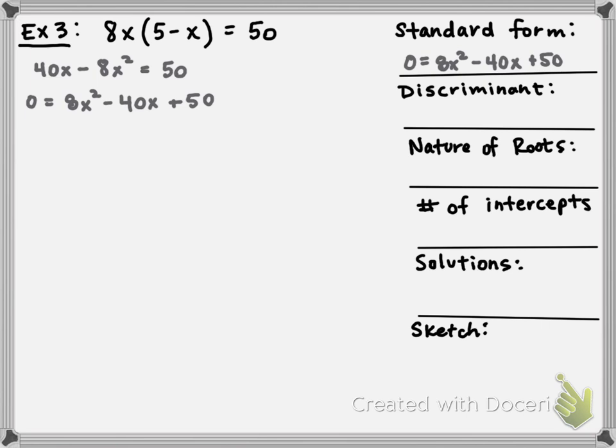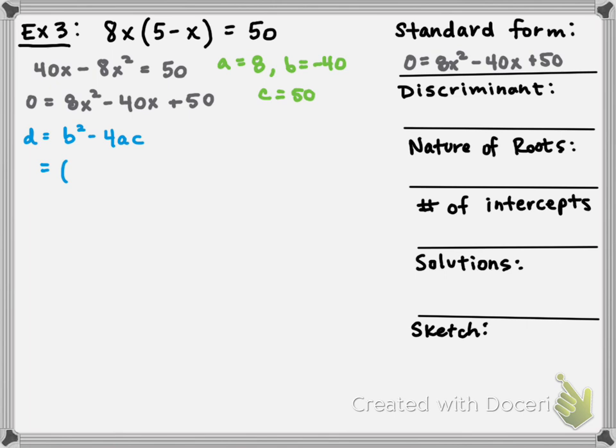The discriminant. Well, how do we find the discriminant again? Discriminant equals b squared minus 4ac. What do I need to identify before I can plug into those things? A, B, and C. So here we go. A, x squared, so that's 8. Bx, so that's negative 40. And C, well, that's 50. So now plug it into your discriminant.